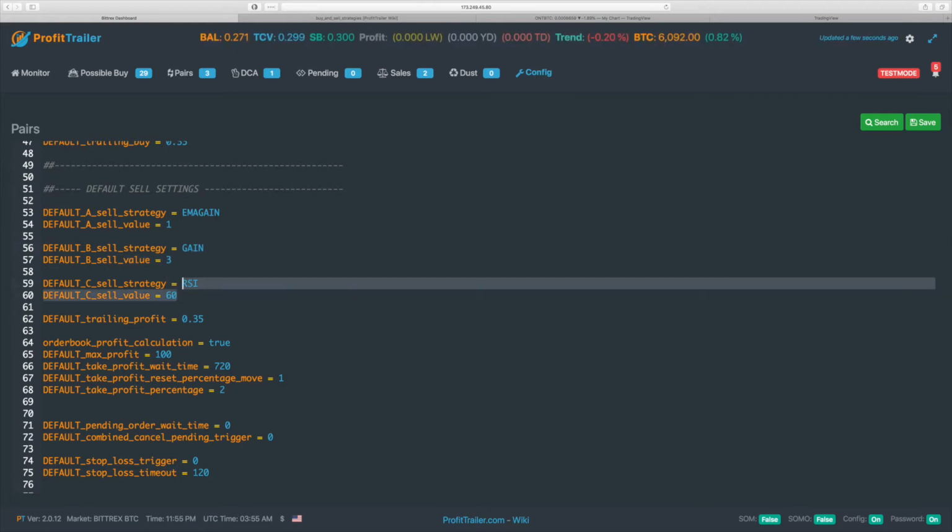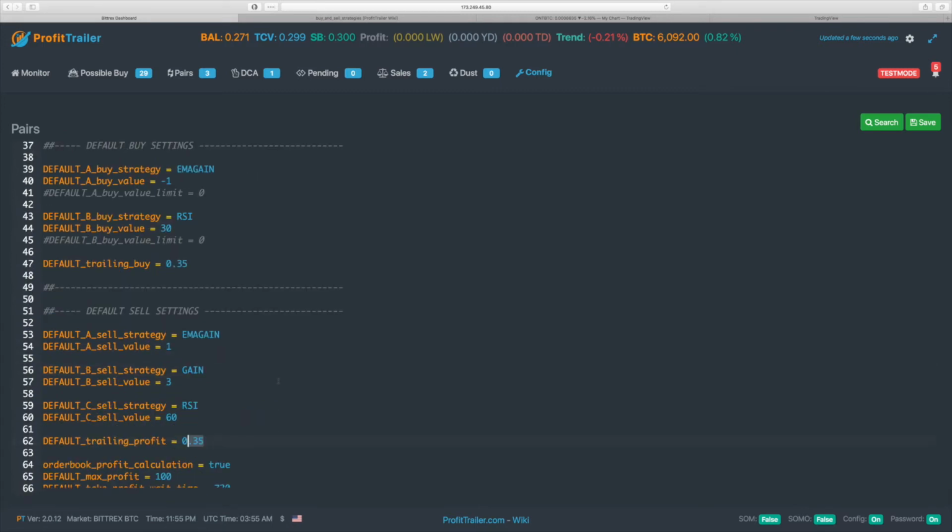And then I also have my RSI factored in here as another sell strategy. It has to reach at least 60 on my RSI to do that. This might be a little aggressive. I might lower it a little bit to like 50 if I'm not getting a lot of sells at this level. So there's the possibility there as well. And again, I have my default trailing profit set. You don't have to set your trailing profit the same as your trailing buy. I did here just as an example.